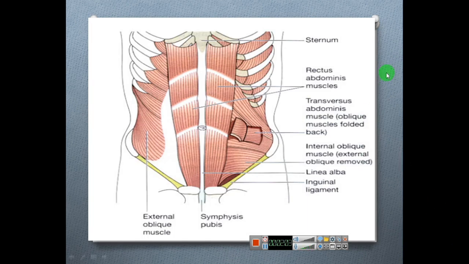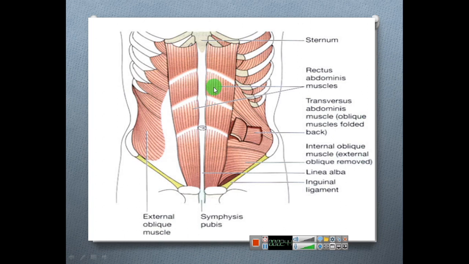Those are the muscles. This is the sternum. From the sternum to the symphysis pubis, there is a line. We call it the linea alba, and this is the rectus abdominis muscle. When surgeons are doing surgeries, first of all they cut the skin, then the subcutaneous tissue. Hereafter they meet the rectus abdominis muscle.